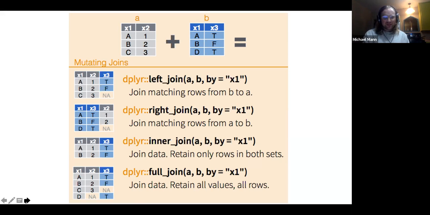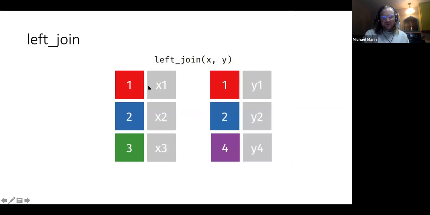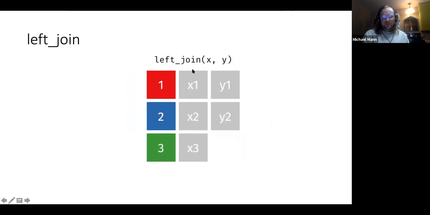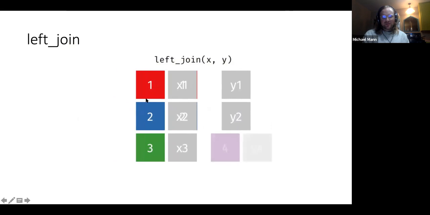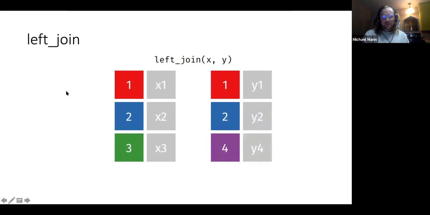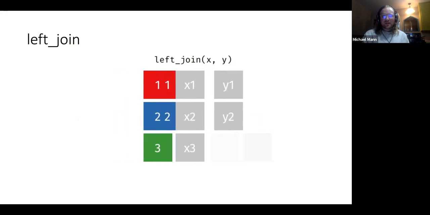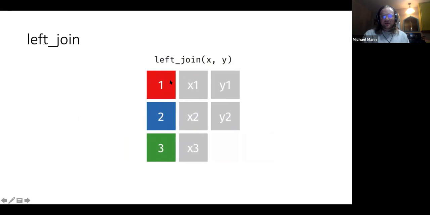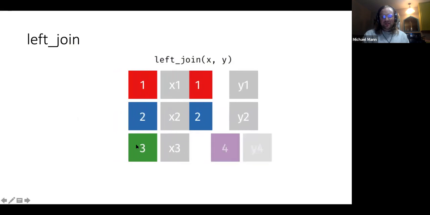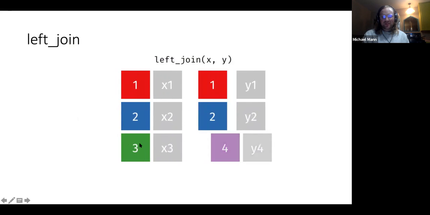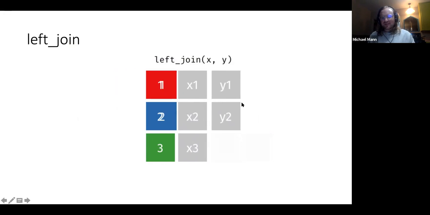And just to drive that home, here's a GIF that shows you a left join with the X and Y data frames. We're joining by this column of red, blue, and green or purple. Since we're doing a left join and the left one is X, it's going to merge over and keep that third row. But since that number 4 is not present in X, it's going to be dropped from the new joined data frame.